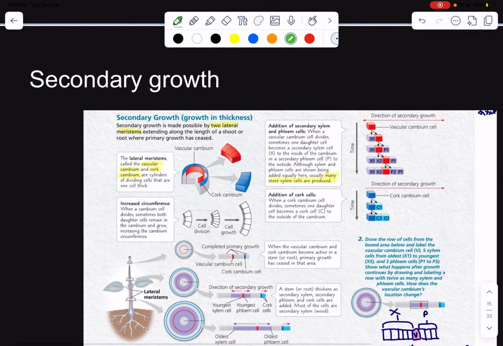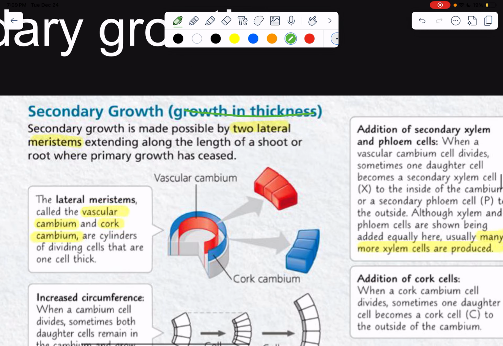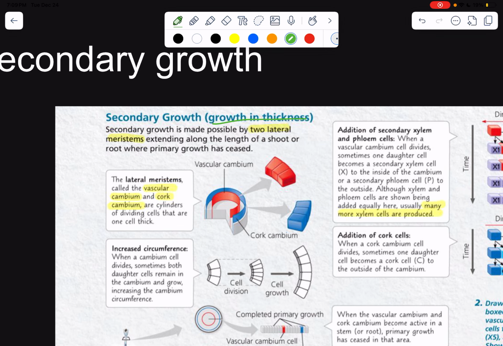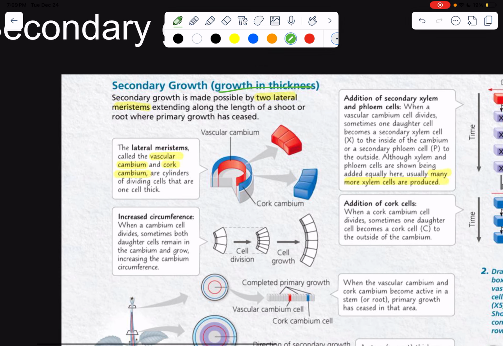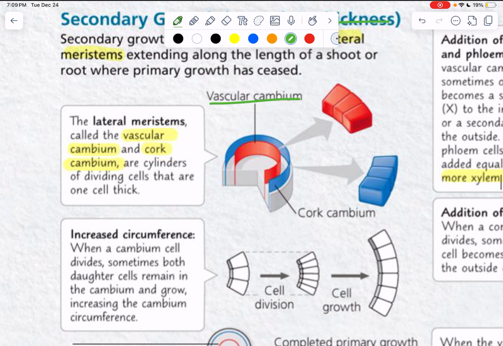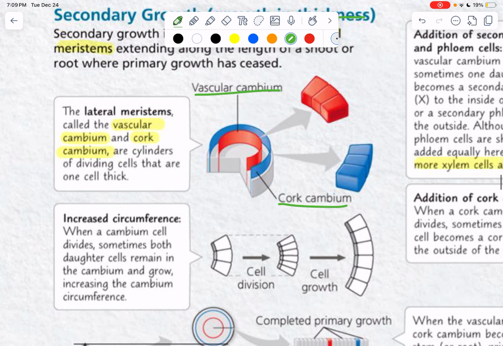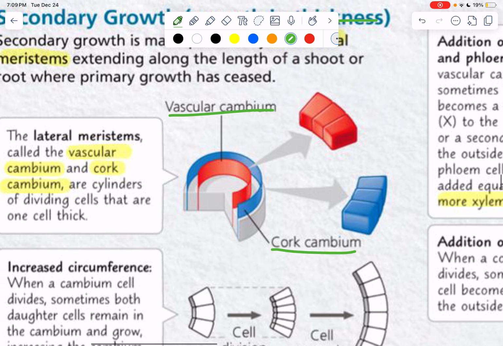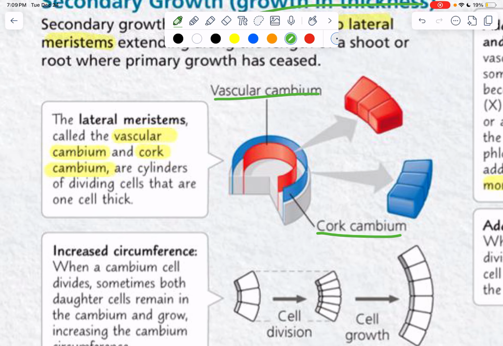Now, secondary growth is growth in thickness. So let's make sure to label that down. Growth in thickness. It's made possible by two lateral meristems. Now, what are these? These are the vascular cambium and the cork cambium. Now, how each of them grows is very different. But first and foremost, the vascular cambium is closer to the core of the tree, and the cork cambium is more outer.